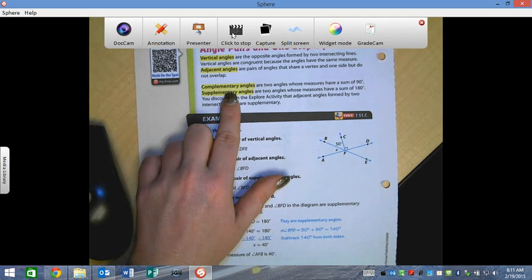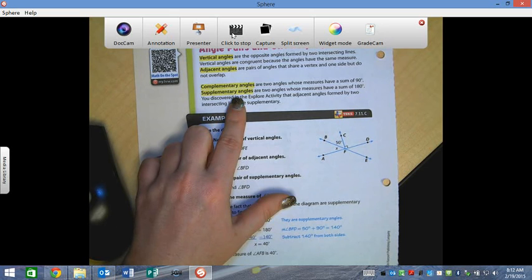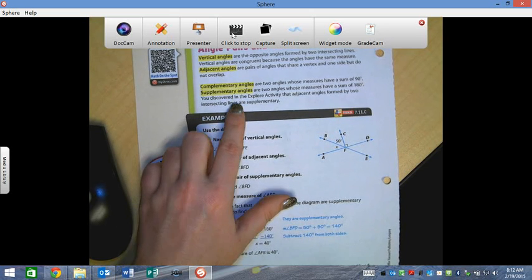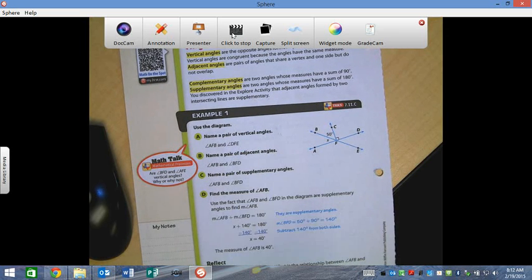Complementary angles are two angles whose measures have a sum of 90 degrees. Supplementary angles are two angles whose measures have a sum of 180 degrees. And this is talking about the explore activity, but we didn't do it. What you would have found from the explore activity is that adjacent angles formed by two intersecting lines are supplementary, meaning that they have a sum of 180 degrees.